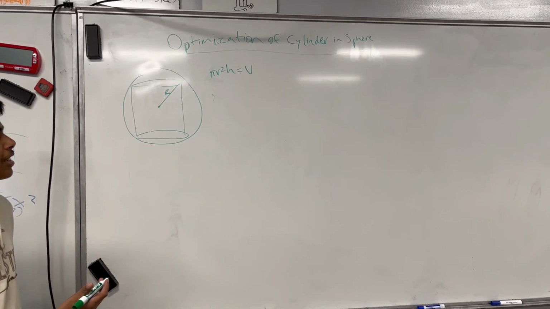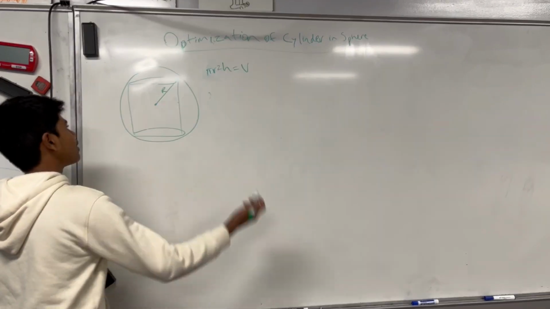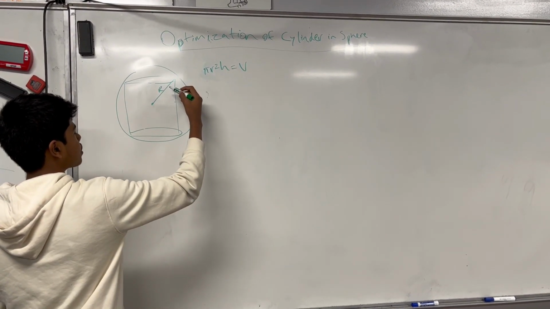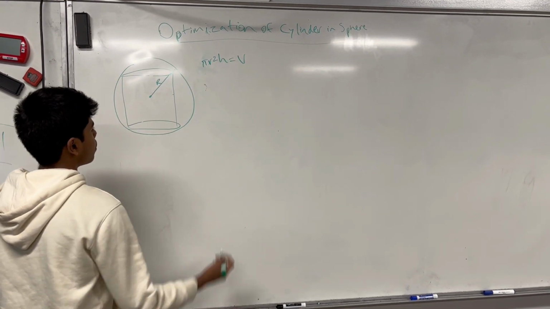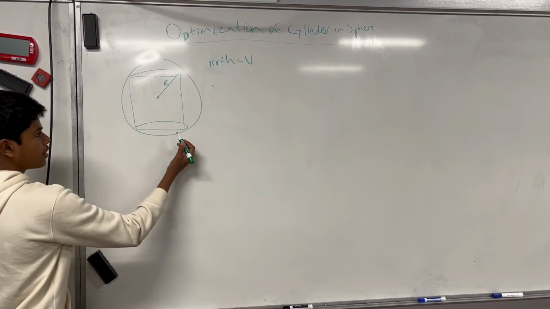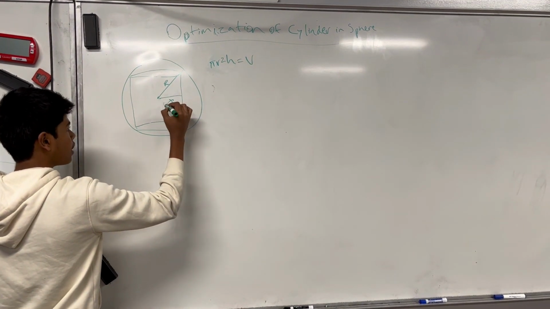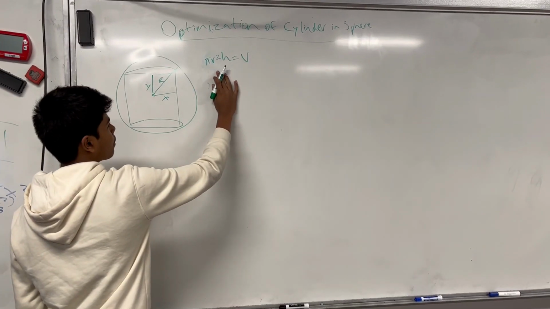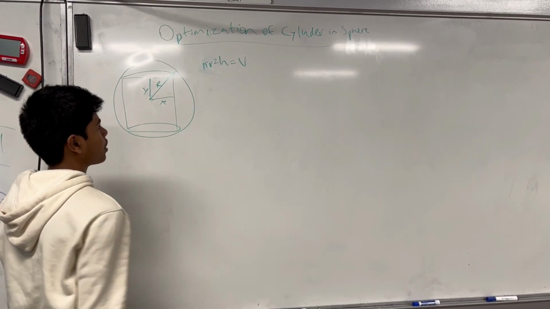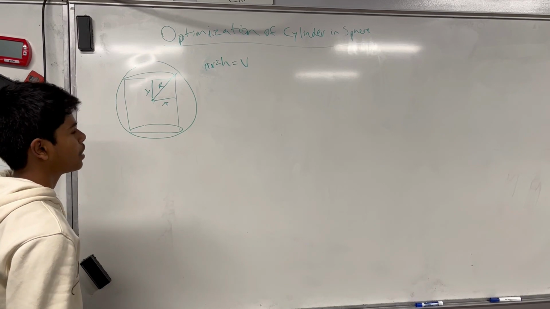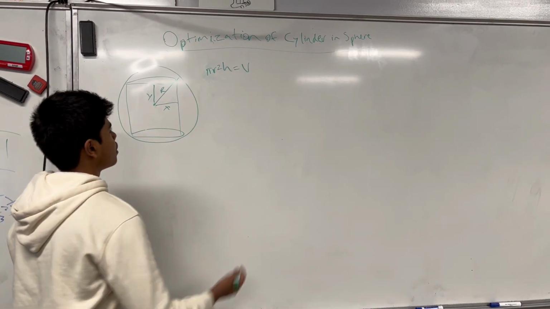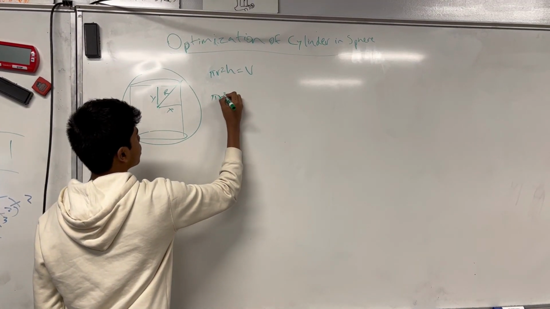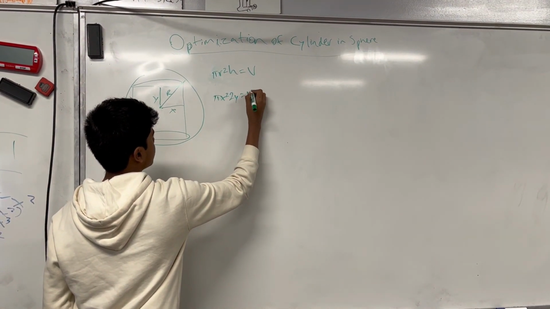Today we'll be optimizing a cylinder and a sphere. So R is the radius of the sphere, and it's also the point at which the cylinder touches the sphere. So let's establish the radius of the cylinder to be x, and half the height to be y. Replace x and y here. So we get pi x squared times 2y is equal to V.